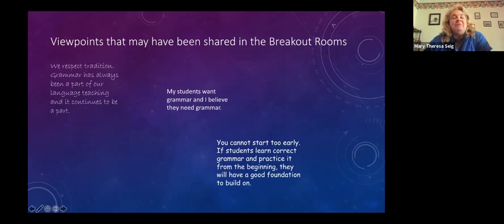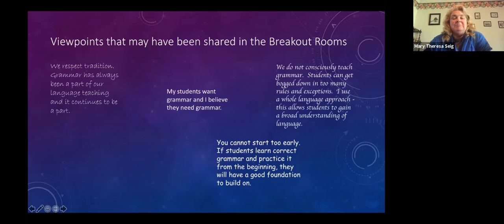One of you might have mentioned something about tradition. Grammar has always been a part of our language teaching, and it continues to be a part because it's that important. But someone maybe who had been trying to adopt some more modern technologies or modern methodologies might have said something like, the students don't want to understand grammar in this way. It's too many rules and exceptions. So I use a whole language approach, or I use a communicative approach, or I use an approach that doesn't focus on explicit language rules, but instead gets the students a broad understanding of language.